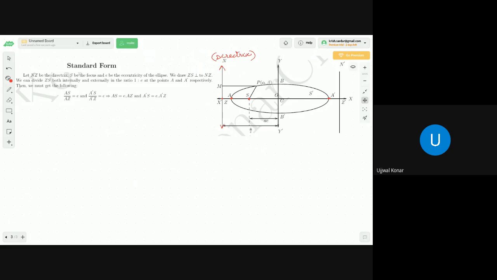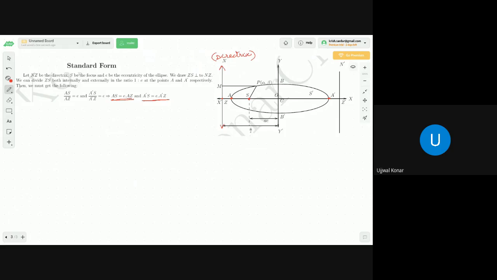AS by AZ is equal to E, and A dash S by A dash Z is also equal to E. So what we are going to get, dear students? We are going to get that AS equals E into AZ, and A dash S is equal to E into A dash Z. Correct? I hope it is absolutely clear. The points A and A dash lie on the ellipse.